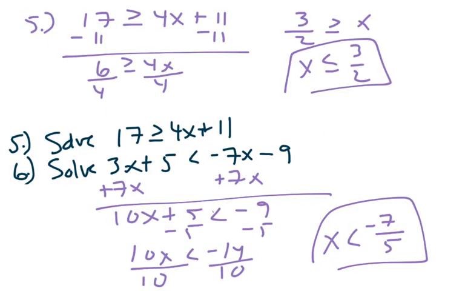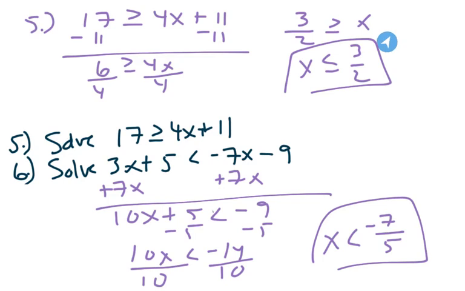Next one, this is where the fractions started and then they never stopped. So 17 is greater than or equal to 4x plus 11. I went the route where I subtracted 11 from both sides. So 11 minus 11 is 0. 17 minus 11 is 6. And then divide both sides by 4. That does not trigger a flip. 6 over 4 simplifies to 3/2 because they're both divisible by 2.